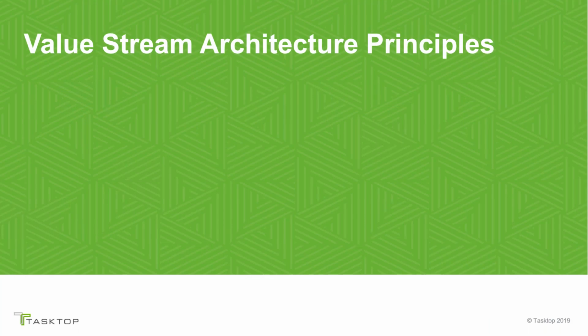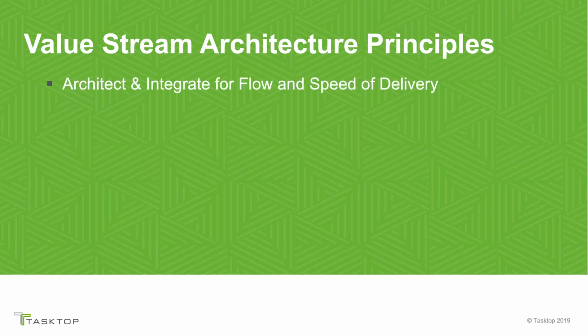Okay. So what are the principles? What are you working on? What should you be thinking about when you're doing this? There's also a new type of role that we've been seeing in customers, and they're calling it the value stream architect role. Not a systems architect, not a business analyst, not an engineering architect. It's for the value stream architect. And what you should be thinking about is you want to architect and integrate for flow and speed of delivery. Right? Get everything working together so your flow left to right is very simple. Well, it doesn't have to be simple, but it all works together.